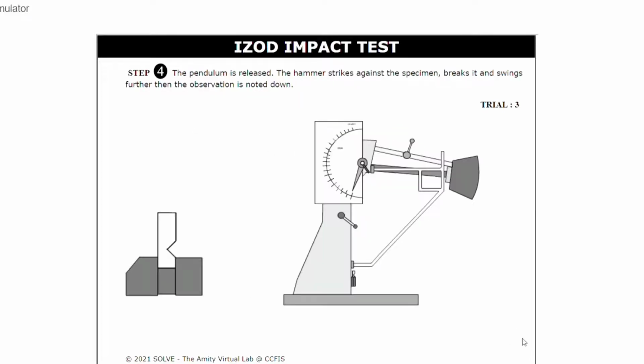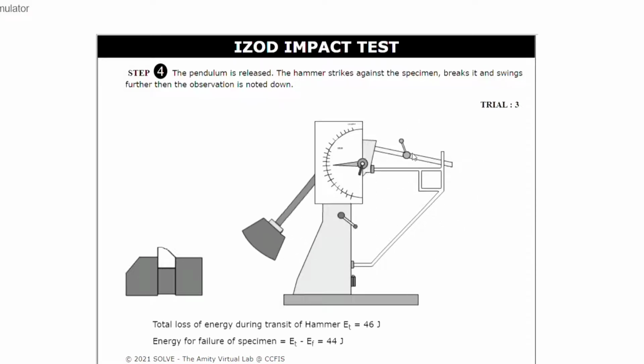Step 4. The pendulum is released. The hammer strikes against the specimen, breaks it, and swings further, then the observation is noted down. Total loss of energy during transit of hammer is 46 joules. Energy for failure of specimen is 44 joules.